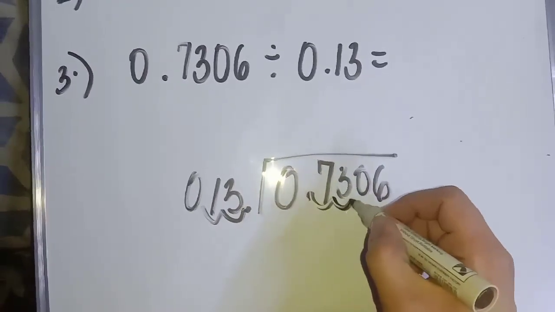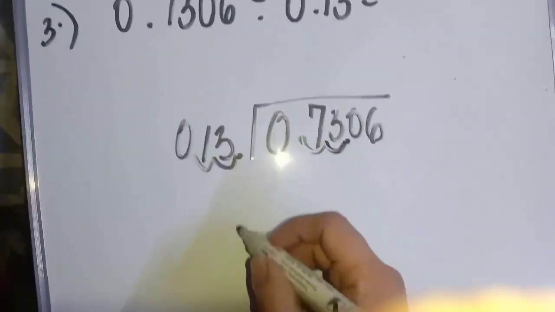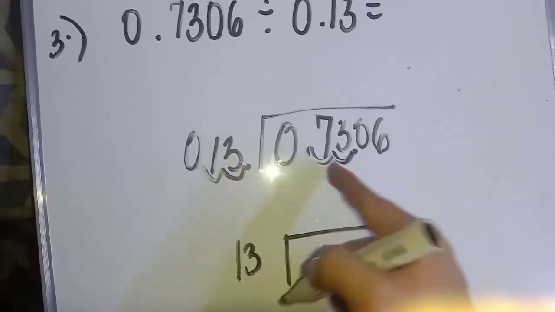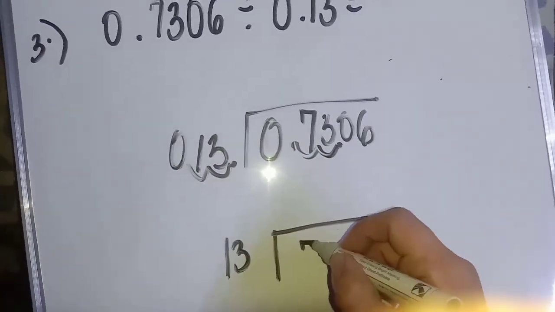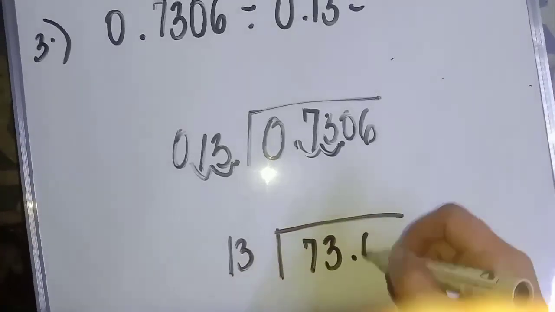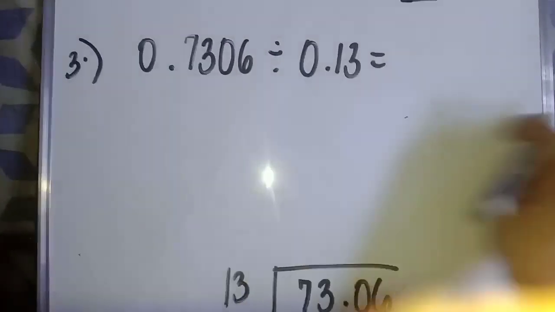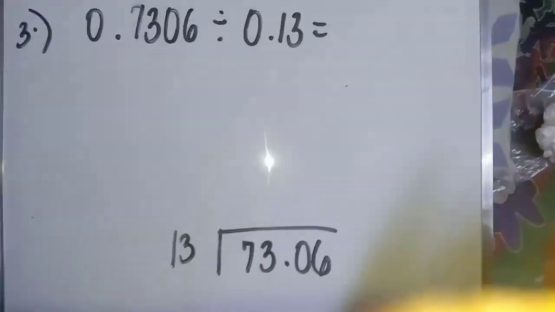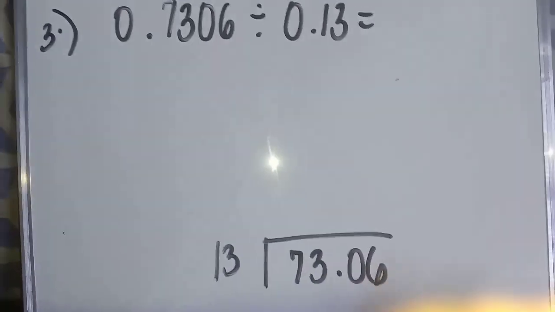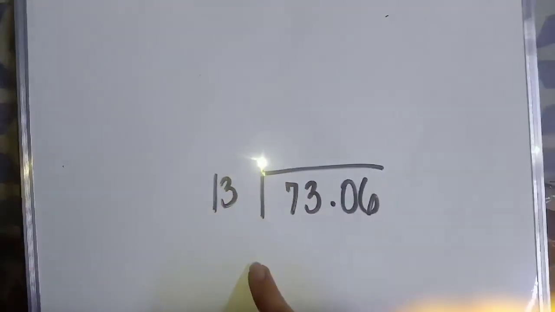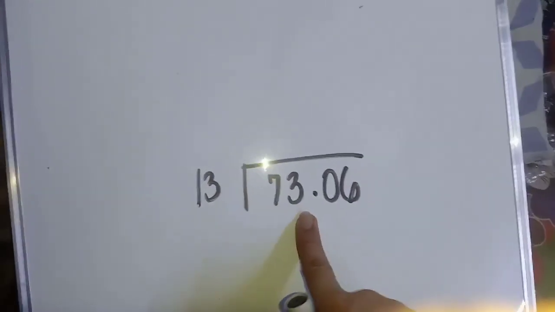Move two places. There. Okay, so rewrite natin. So 0.13 will become 13. And 0.7306 will become 73.06. Okay, they are still the same. Okay, pareho lang ito. So let's now proceed on dividing this number. 7 divided by 13 is 0. So let's move to 73.